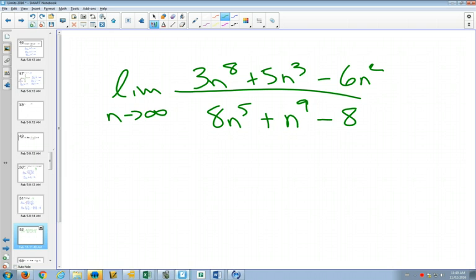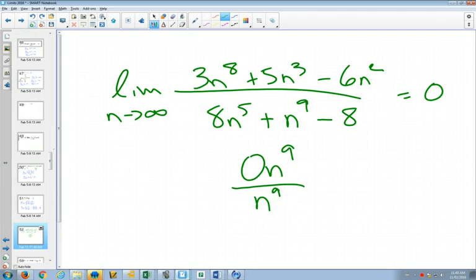There isn't an n to the power of 9 on the top. No, you're going to use n to the power 9. How many n to the 9s do I have on top? None. How many n to the 9s do I have on the bottom? 1. What's this limit? 0.